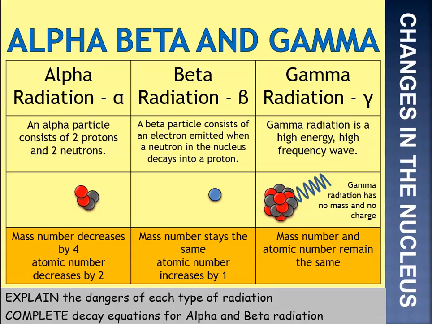What happens to the atom itself, the nucleus, when these forms are emitted? Briefly, with alpha radiation, the mass number decreases by 4 and the atomic number decreases by 2. With beta, the mass number stays the same and the atomic number increases by 1. And with gamma radiation, there is no change at all to the nucleus.